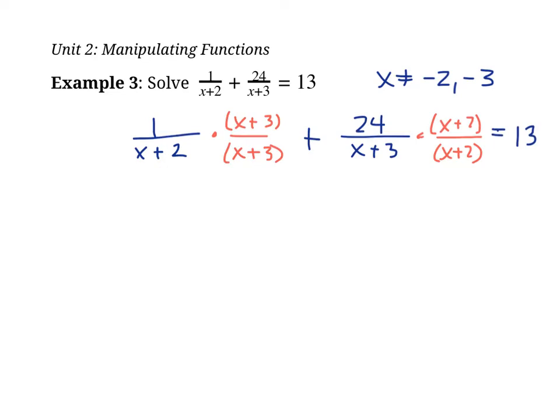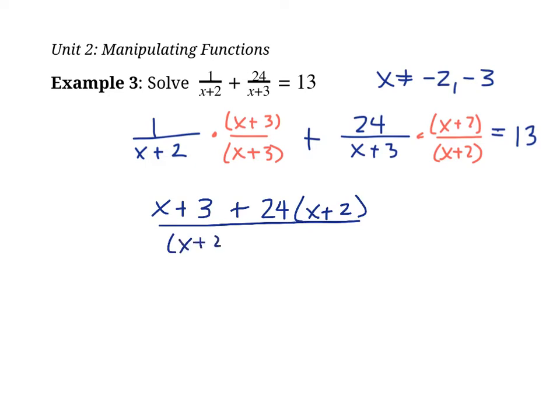So notice now how we have common denominators. We have an x plus 2, x plus 3, x plus 2, x plus 3. So now we can just add those numerators. Just simplifying a bit, 1 times x plus 3 is just going to be x plus 3. And then we're going to add to that 24 times x plus 2. And the denominator is just going to be x plus 2, x plus 3. And that all equals 13.